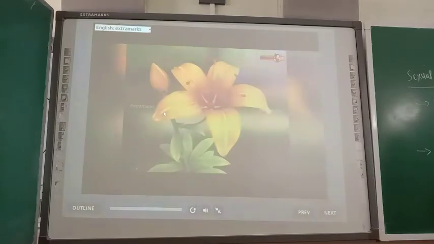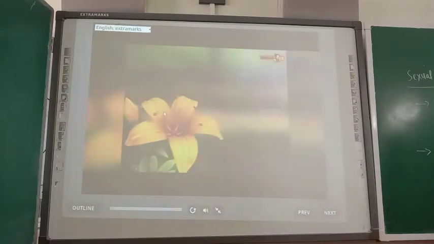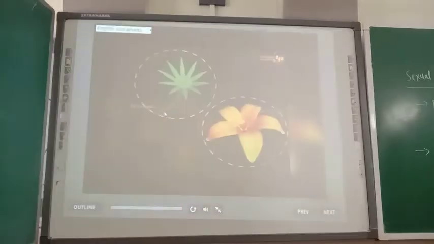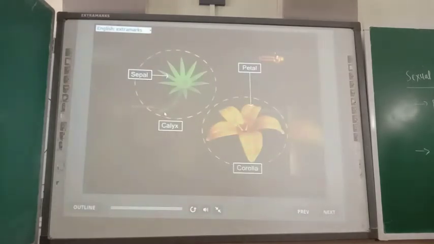A typical flower has 4 whorls. Outer 2 whorls consist of accessory organs and inner 2 whorls consist of essential organs. The accessory organs consist of sepals, and petals, also known as calyx and corolla respectively.